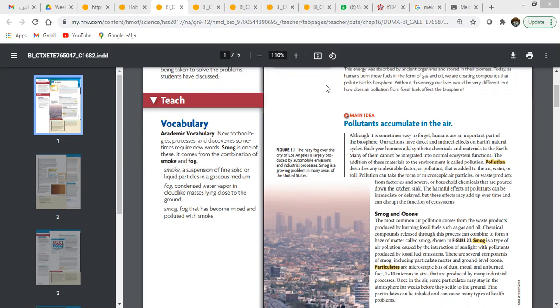Now pollution, if you want to say pollution as a definition, pollution is the addition of undesirable factors or pollutants. I am adding to my atmosphere, or my water, or my land an undesirable factor. These chemicals and materials are not good for the ecosystem. These undesirable factors or pollutants produced from the burning of fossil fuels can cause health problems, can cause disturbance in the natural cycle.